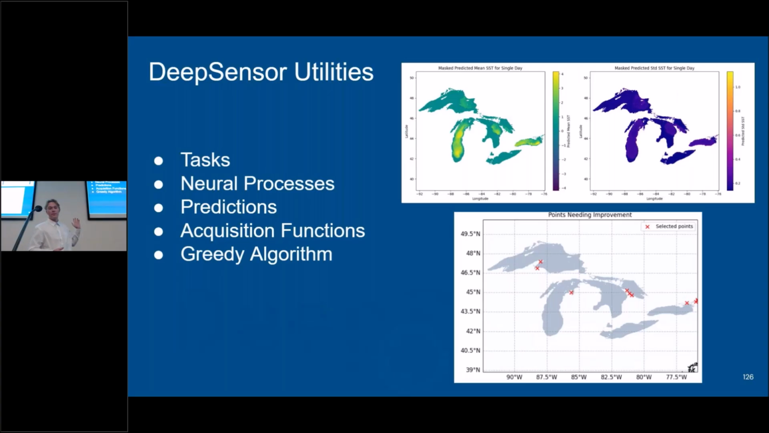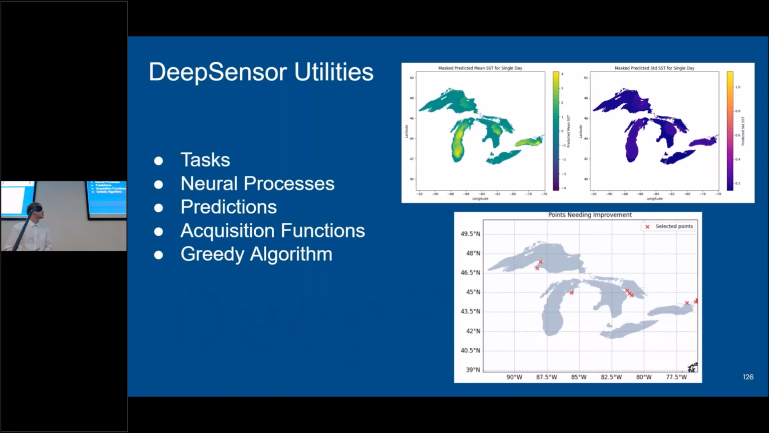Additionally, initializing a neural process is much easier using DeepSensor. And then it offers a prediction utility. The plot in the upper right, the left side of that plot is predicted sea surface temperature on February 14th, 2018. And then on the right, remember the uncertainty metric I mentioned to you. This is a standard deviation graph. It shows where the model is less confident, making it a lot easier to see which areas are struggling during training.